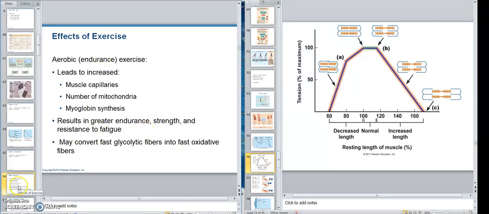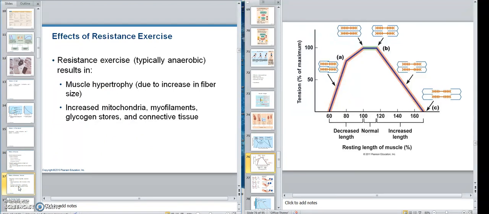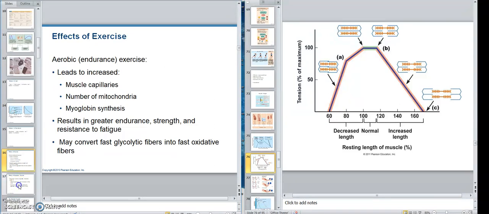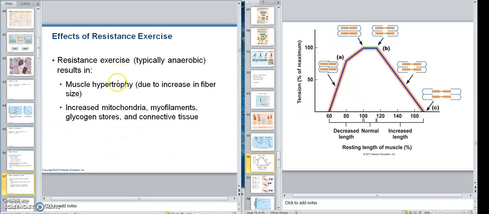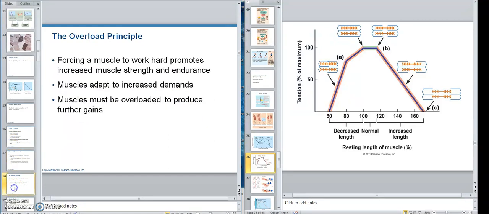Okay? Let's go further. Effects of resistance. This is weightlifting. Now, this is swimming and running. This is weightlifting. Muscle hypertrophy. Remember we talked about increased fiber diameter, but the reason is you increase the amount of actin and myosin. Increase mitochondria, myofilaments, and glycogen, to be able to hold the weights longer and so forth. See those myofilaments? That's what I'm talking about here, to increase your strength. Okay, go further. Overload principle.